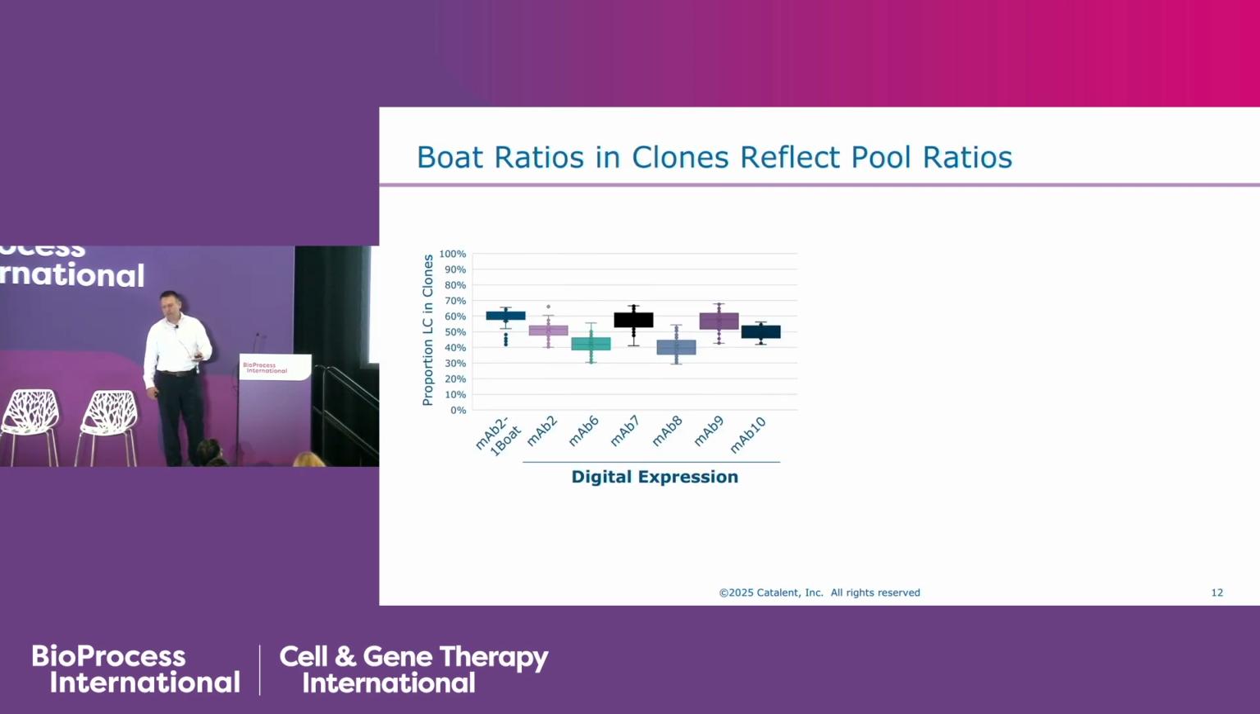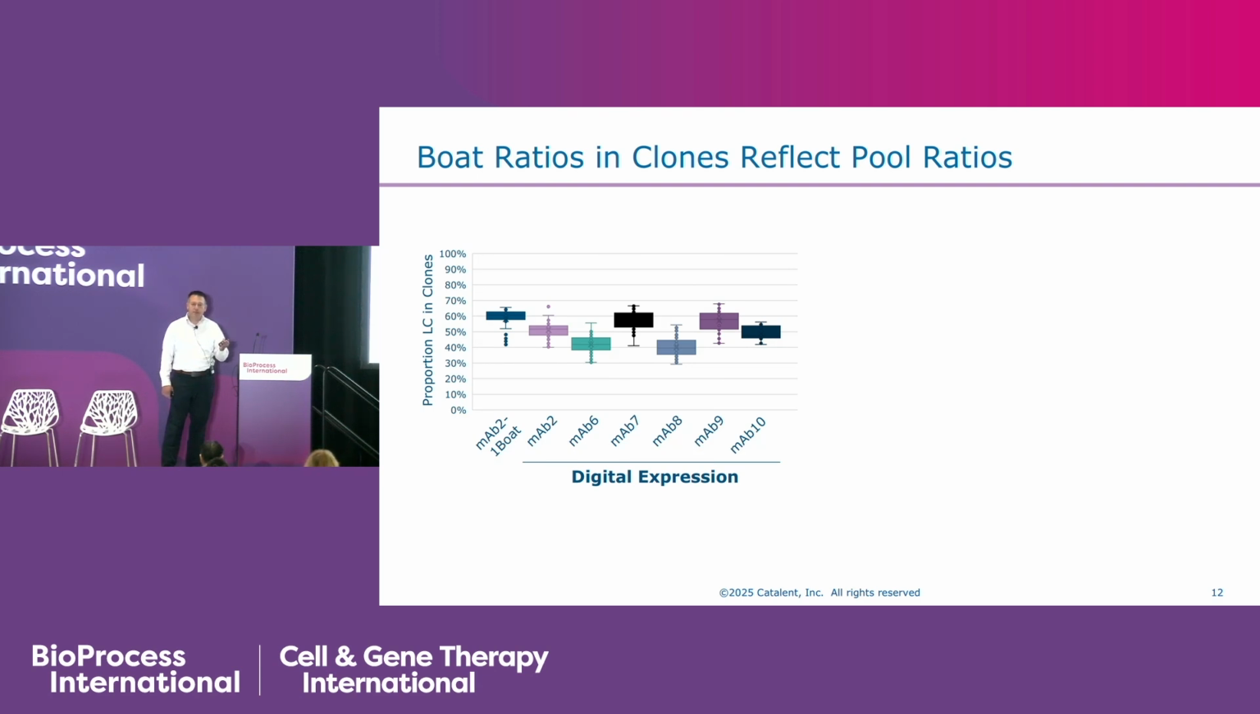So that's pool data. The next question: how do the clones look? What kind of variability do we see in the clones? I'm showing here a series of digital expression pools. These are all monoclonal antibodies that were made at a 1-to-1 heavy to light ratio. This is the portion of light chain in the clone, so box plots there of the clone distribution of the light chain portion. And you can see some variability project to project, but all around that 50-50 mark.